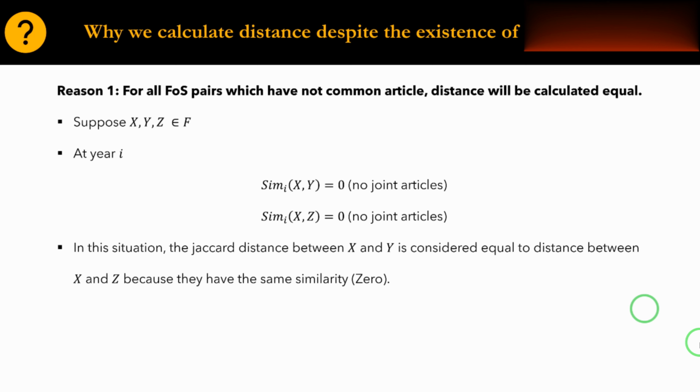In this situation, the Jaccard distance between x and y is considered equal to the distance between x and z, because they have the same amount of similarity. We don't want them to be considered equal, since other topics can affect the calculated distance between them.